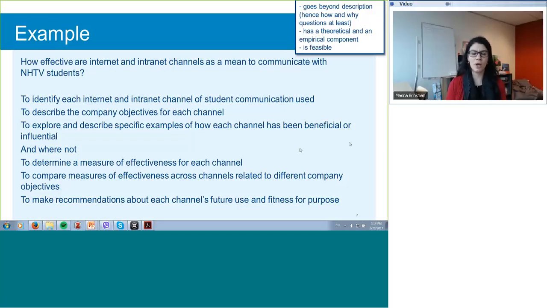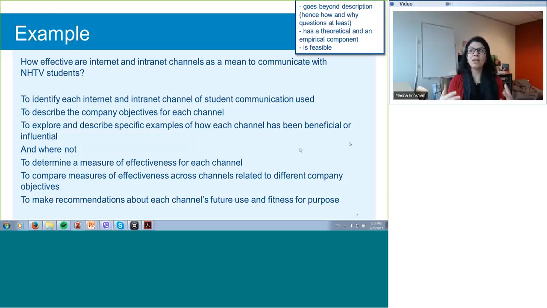When do we know? It's already hidden in the main question. When do we know if a communication channel is effective? So how do we measure that? A next step might be, or objective might be, to compare those measures of effectiveness across the channel.